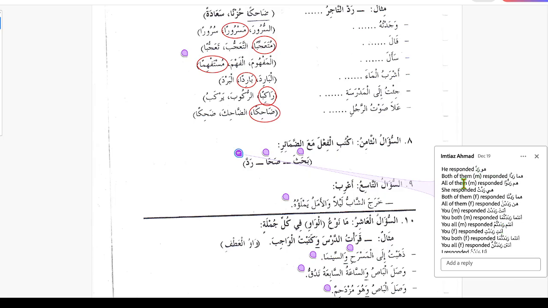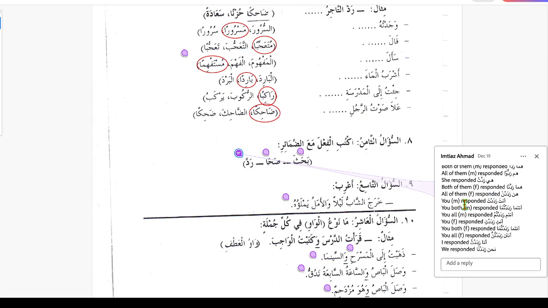So he responded, both of them masculine responded, all of them responded, she responded, both of them feminine responded, all of them responded, you responded, and then so on.